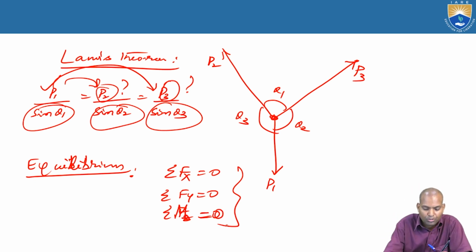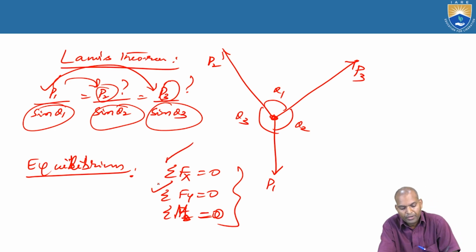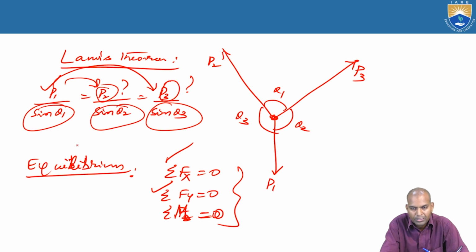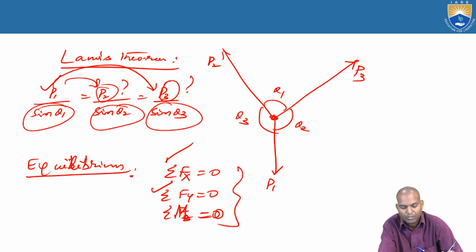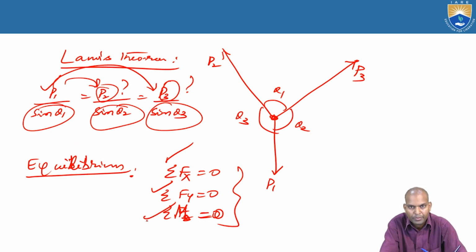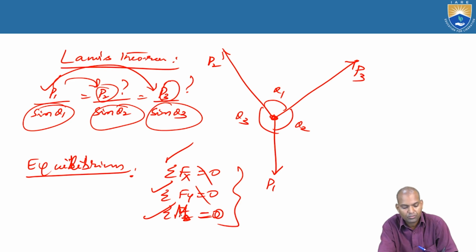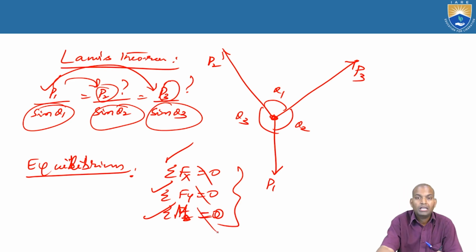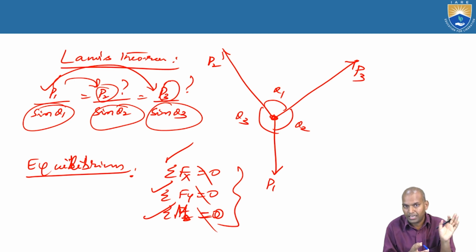Sigma fx equal to 0 means the algebraic sum of all horizontal forces equals 0. Sigma fy equal to 0, the algebraic sum of all vertical forces equals 0. And sigma m equal to 0, the algebraic sum of all moments equals 0. If these conditions are satisfied, then the body is in static equilibrium. If sigma fx is not equal to 0, sigma fy is not equal to 0, sigma m is not equal to 0, that means the body can move in the x direction and y direction and also can rotate.